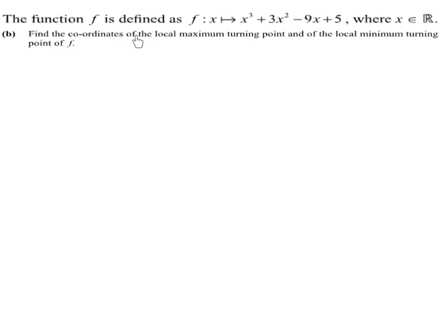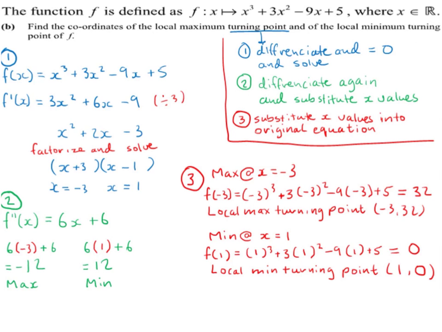Find the coordinates of the local maximum turning point and of the local minimum turning point of f. So when we hear maximum turning point or minimum turning point, or maximize or minimize, we want to think differentiate. So there's 3 steps involved. Step 1, we're going to differentiate, set equal to 0 and solve. Step 2, we're going to differentiate again and substitute the x values. And step 3, we're going to substitute x values into the original equation.